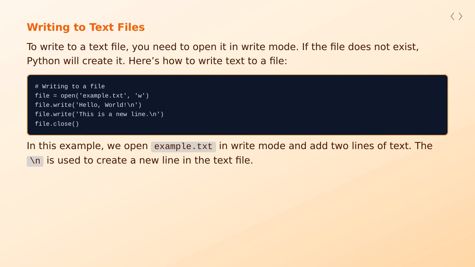See the example on this slide, pause if you want to study the details. In this example, we open example.txt in write mode and add 2 lines of text. The \n is used to create a new line in the text file.